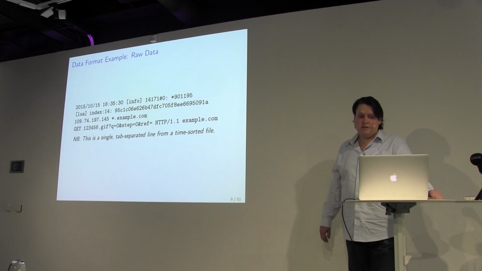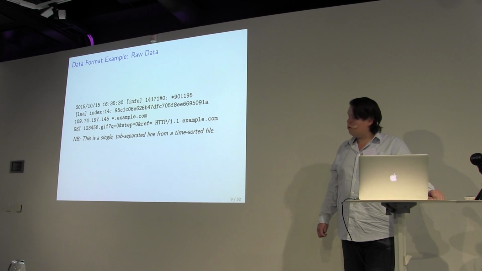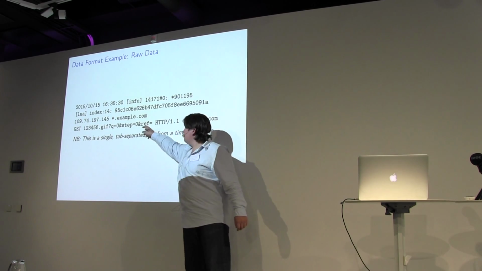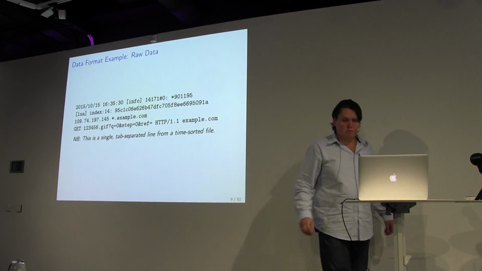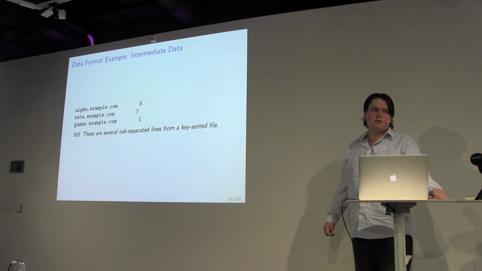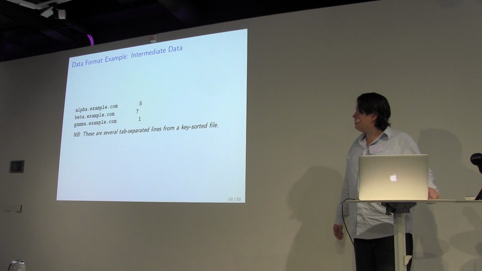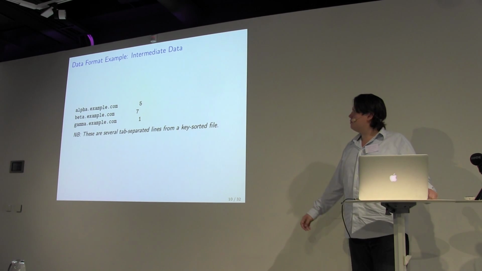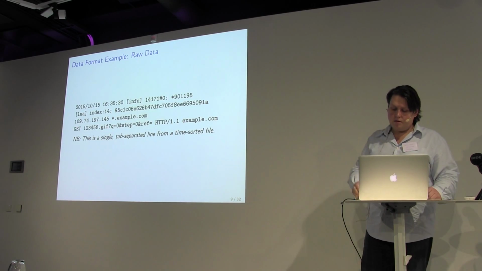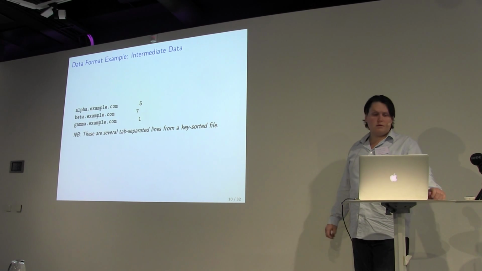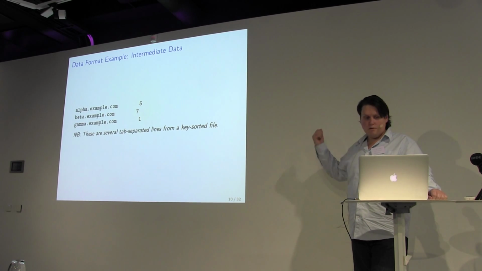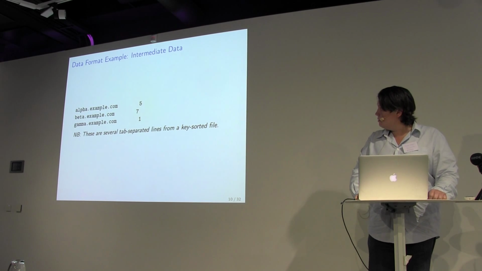So here's a single line from a log. The interesting things are the user ID and the domain which is accessed, and lots of other stuff which is not so interesting. And here is an example of intermediate data. So you have calculated something. Here is a frequency table for the domains that occur in logs. If the log is sorted by time, obviously, this thing is sorted by the first column, which is the key here, the domain name, and then the value, the number of hits, let's say.